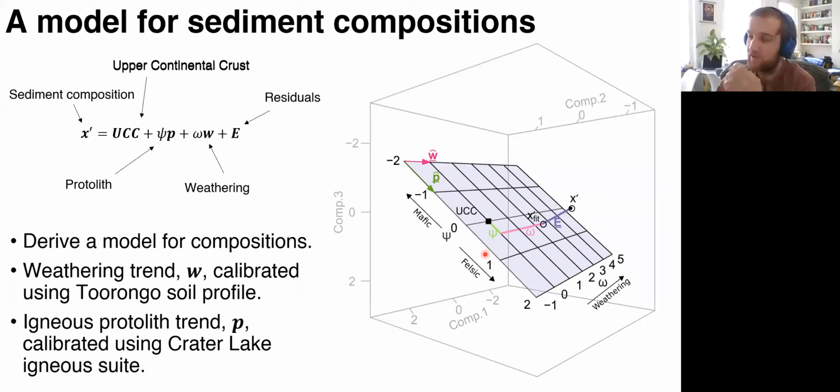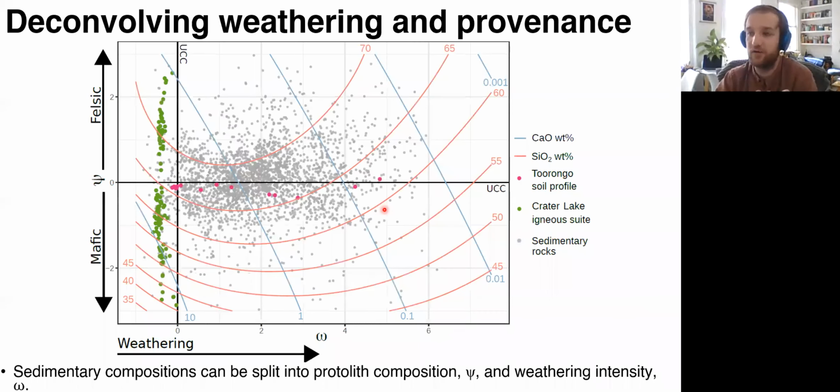So what this means is we can describe our composition in terms of motion parallel to an igneous evolution vector, and motion parallel to a weathering vector, and some misfit as well. And then we calibrate these compositional trends using the soil profile data and the igneous rock data I mentioned previously. So what does that all mean? Why is that a useful thing to do?